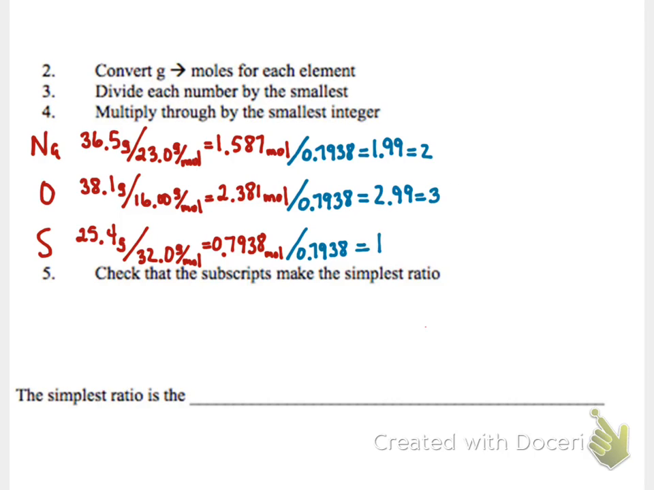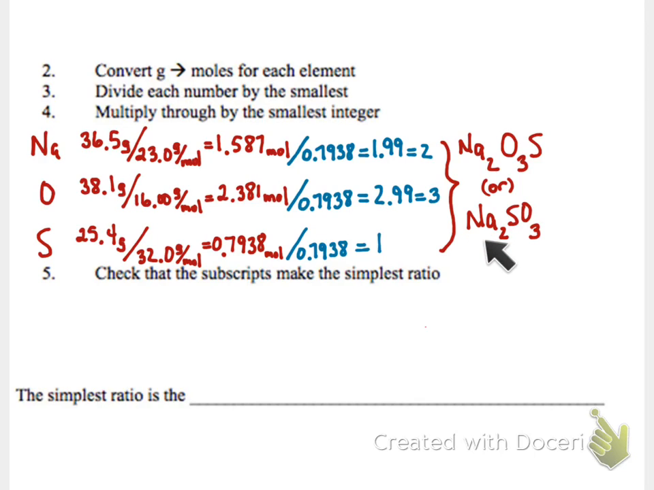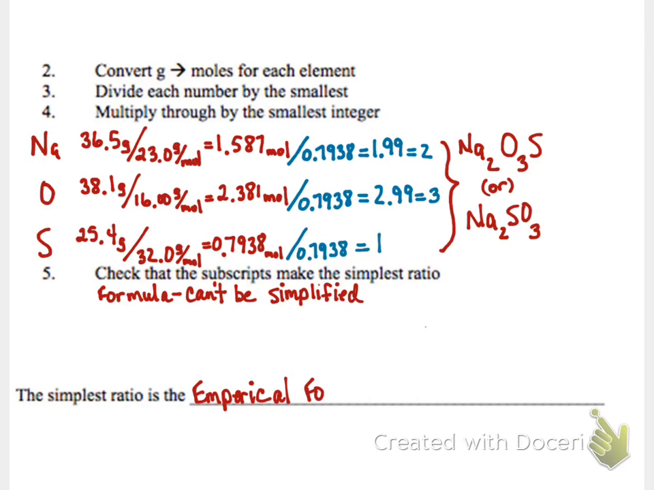In this case, our formula is 2 sodiums, 3 oxygens, and 1 sulfur. That is our empirical formula. Because it's usually written, sulfur and oxygen is a polyatomic that's usually written SO3, I did rewrite it as Na2SO3, and that's the empirical formula, which is the simplest ratio. Cannot simplify it any further, gives us the empirical formula, which I'm going to abbreviate EF.